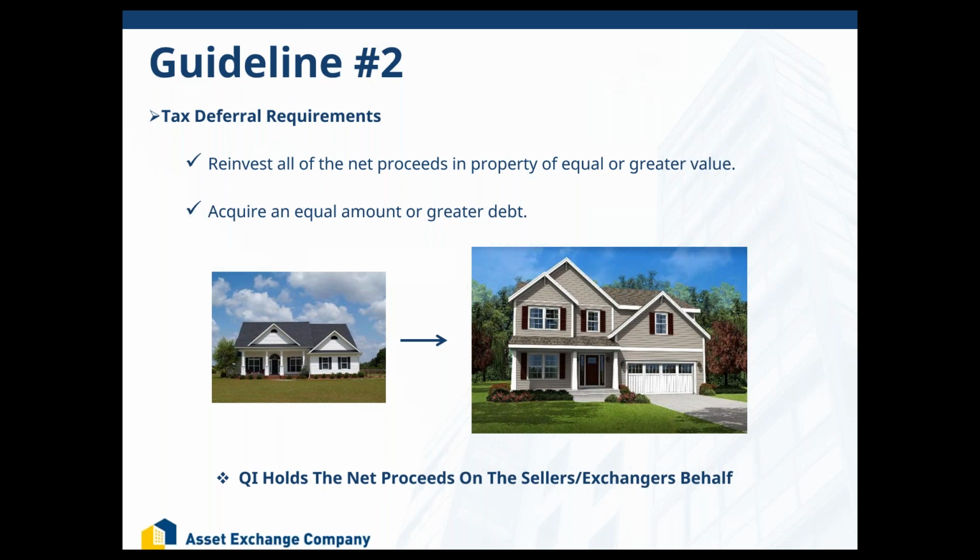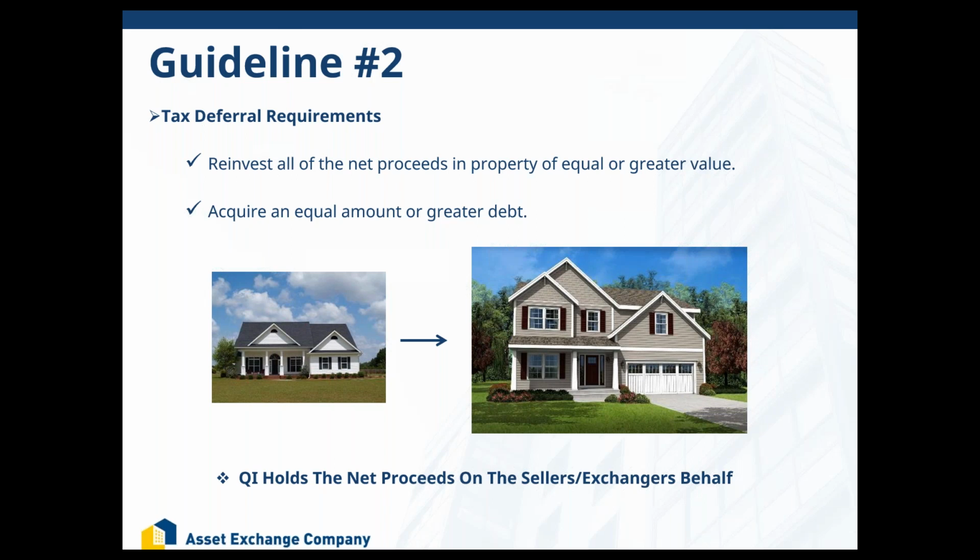Rule number 2 is you must acquire an equal amount or greater debt in the purchase of any replacement property or properties. Now, what exactly does that mean? What that means is if you have a loan, a mortgage that you're paying off, whatever that amount is, you're required to get a mortgage of at least that amount or greater in the purchase of any replacement property or properties. Now, that rule can actually have an exception. If you have cash that you can add to the purchase of your replacement property, you can offset that rule with having to acquire any debt or any additional debt.